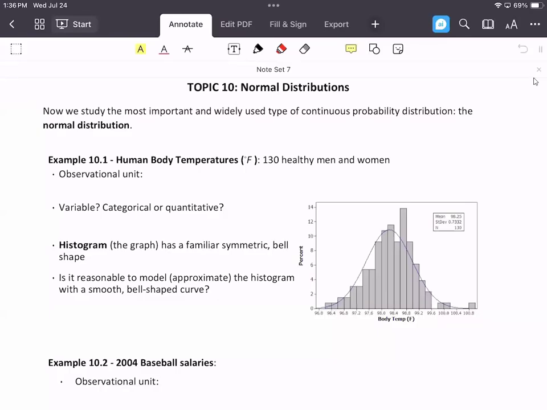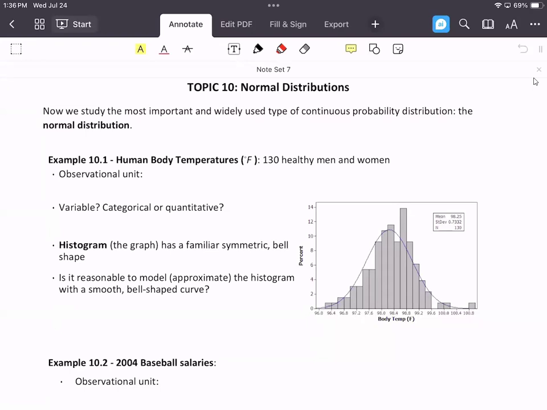Moving on to topic 10, normal distributions. We're now going to look at the normal distribution. It is probably, or actually we know it is, the most important, widely used continuous probability distribution. You may have also heard it referred to as the Gaussian distribution. In this course, I'm going to stick with normal distribution.